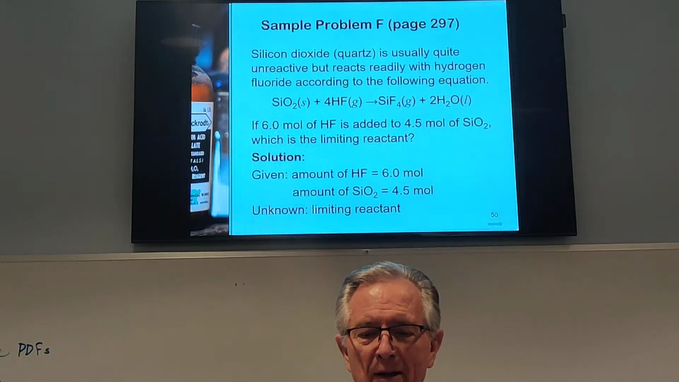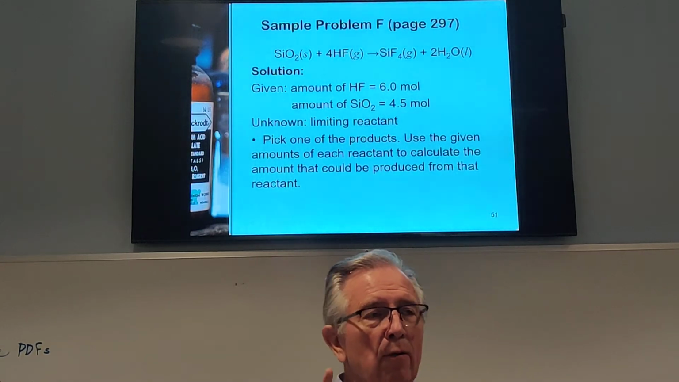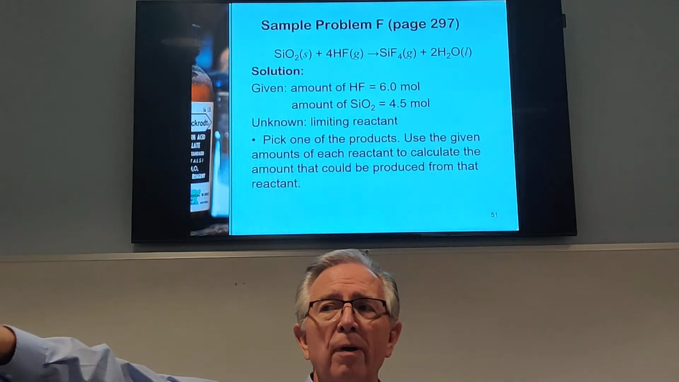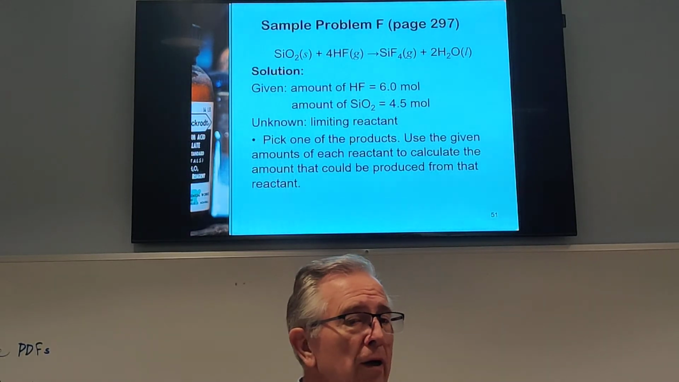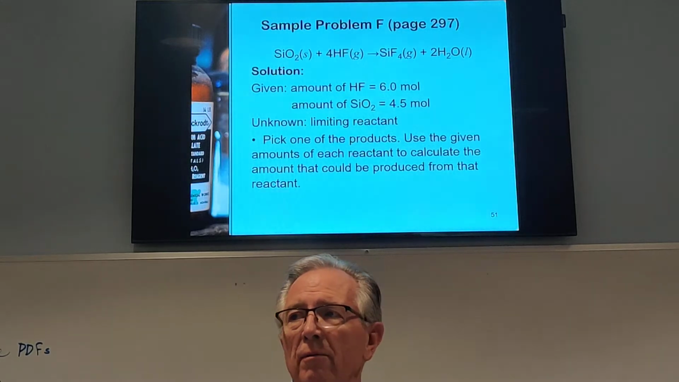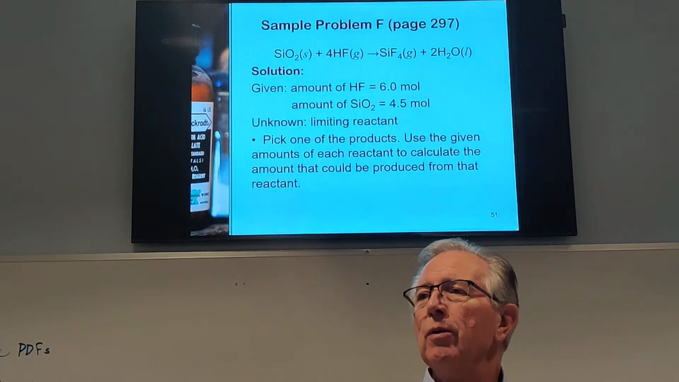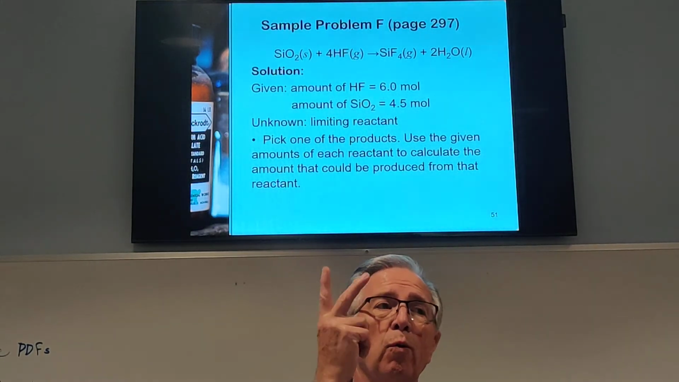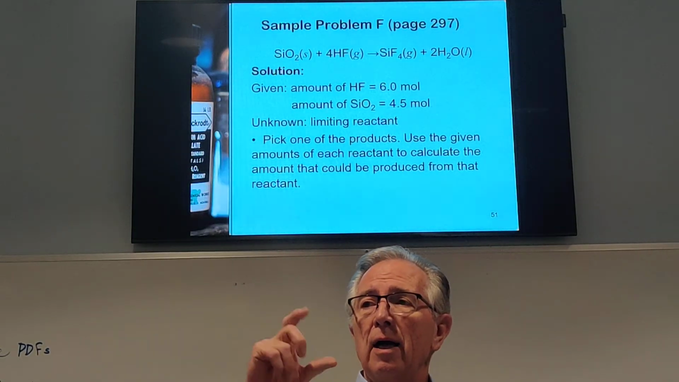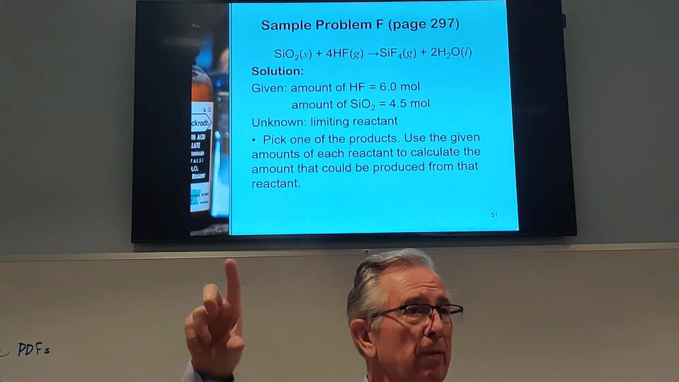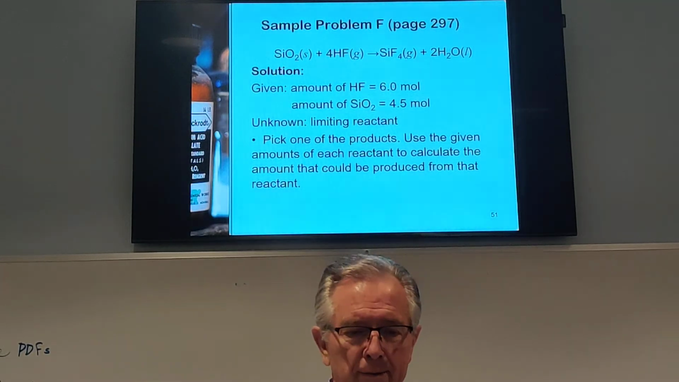Okay, so here's the method for doing this. We pick one of the products. It doesn't matter which product you pick, you just pick one of them. And the products are either SiF4 or water. You can pick either one, and we're going to use that as our unknown. And then we're going to work the problem twice, once for each reactant, to find out how many moles of product each produces, and the one that produces the least is my limiting reactant, okay?